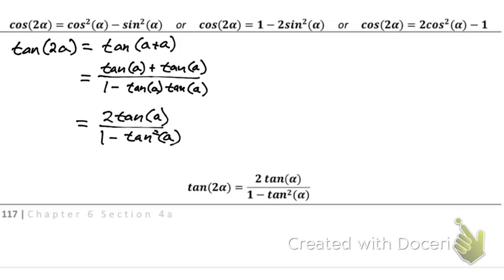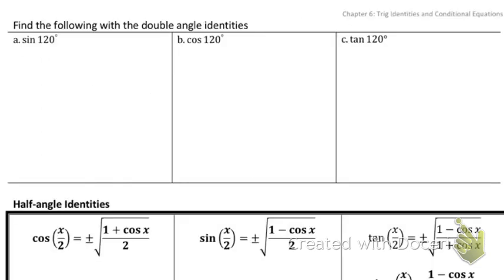Sine and tangent are usually the easy ones to deal with on double angles because there's just one formula. Cosine can be a lot more difficult because there's 3 different ways you can go with it. And we'll see that tomorrow because we're going to start doing identities tomorrow with these. Today is just basically plug and chug day. All right. Find the following with the double angle identities.